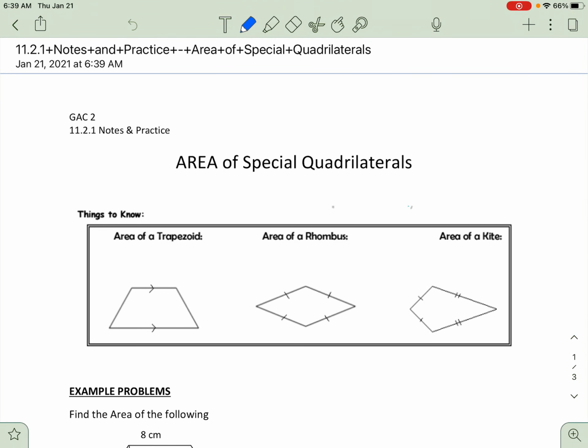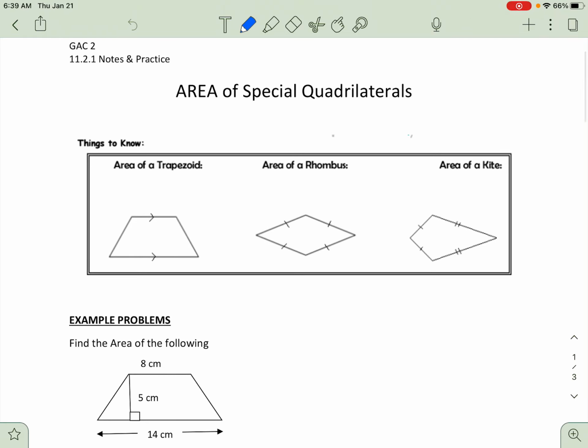Hey, good morning, everybody. So today is January 21st, and we are going to start looking at a couple new shapes today. They are the trapezoid, rhombus, and kite. So I'm going to try and make this short and sweet for you so you can get to your practice and answer any questions that you may have in class. But a couple things to know.